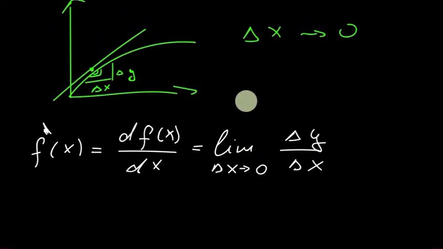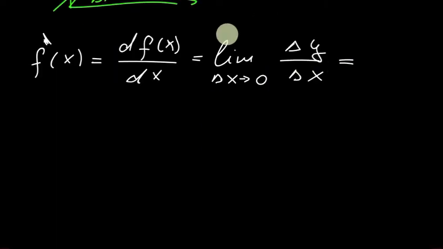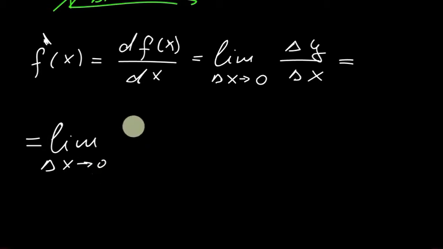So look at our graph here. We are simply saying that our delta x is so small that it is basically 0, but it's still not 0, it's like 0.000000 with so many zeros and then 1. It's very, very small. It's a differential. We can continue this equation, and we get the limit as delta x approaches 0 of delta f of x divided by delta x.